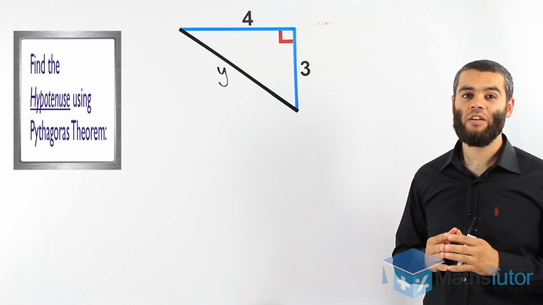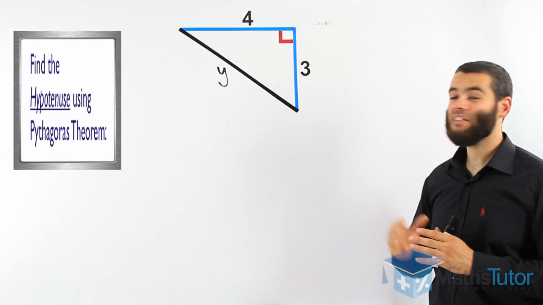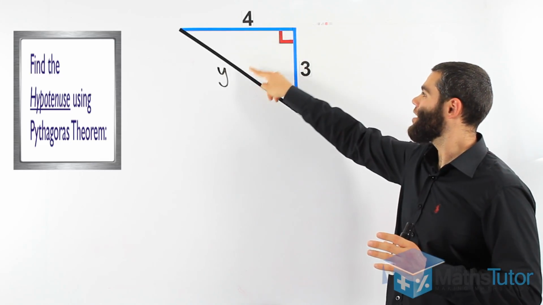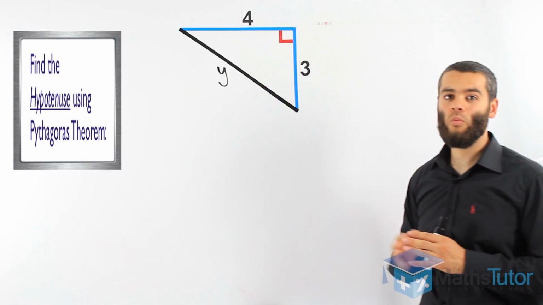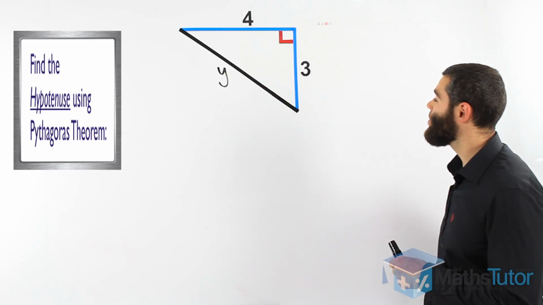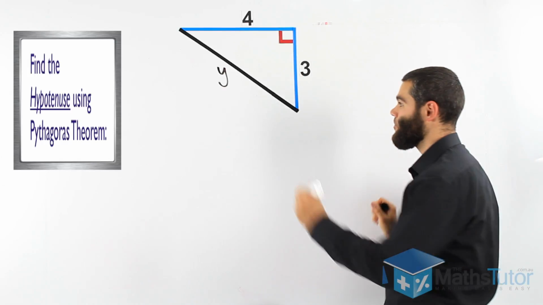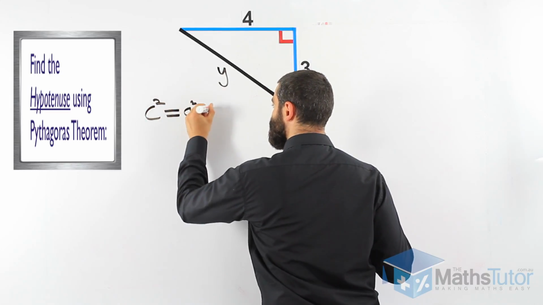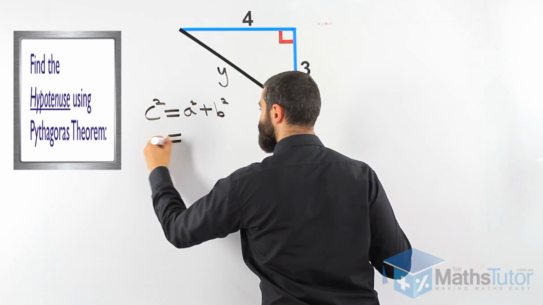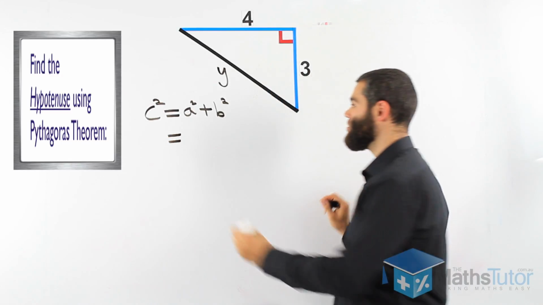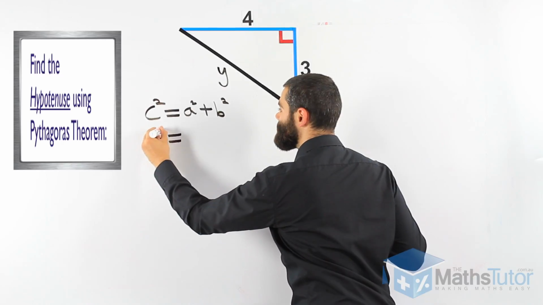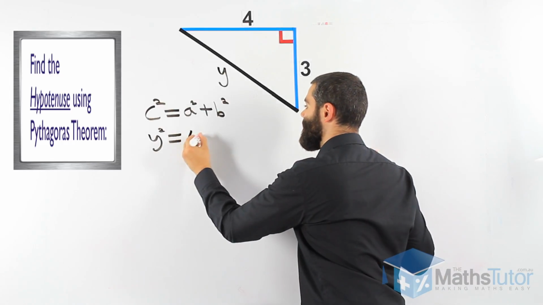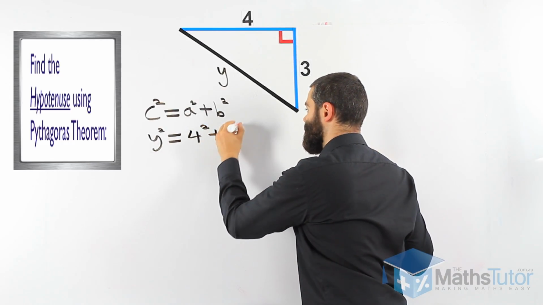Okay, we have another right-angled triangle. We want to find the missing side. In this case, it's the hypotenuse. Where is the hypotenuse? It's always opposite the right angle. There's the hypotenuse marked with y. Let's use Pythagoras' theorem to find the missing side in here. It's the hypotenuse. The formula, c squared equals a squared plus b squared. We know c is always the hypotenuse. The hypotenuse is there, it's the y. a squared and b squared, it can be 4 squared and 3 squared. So 4 squared plus 3 squared.